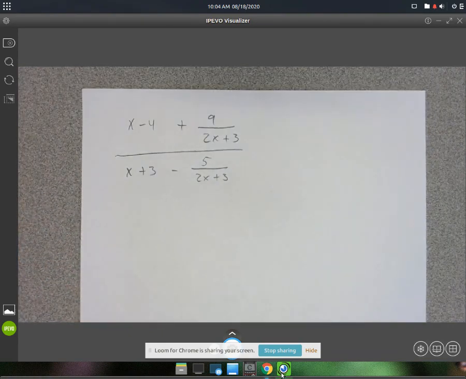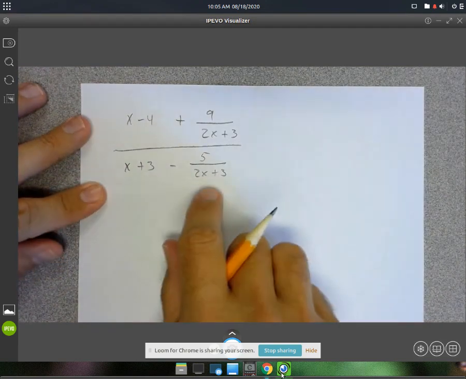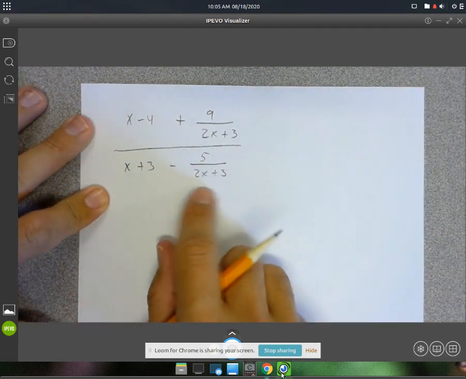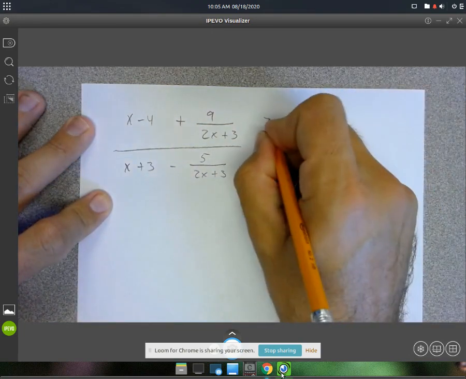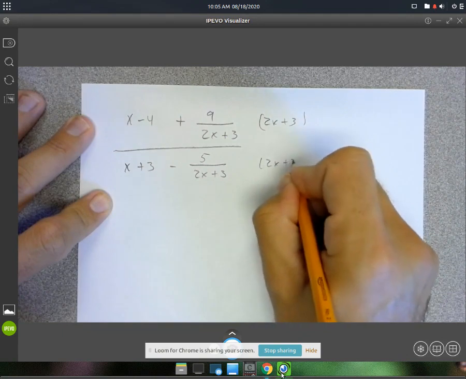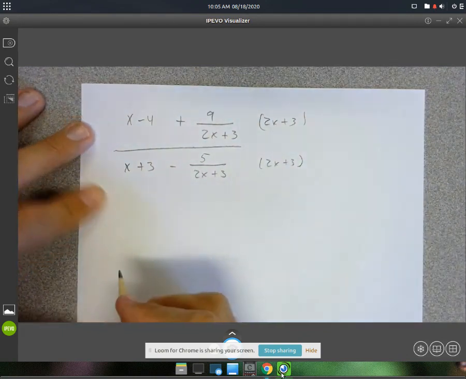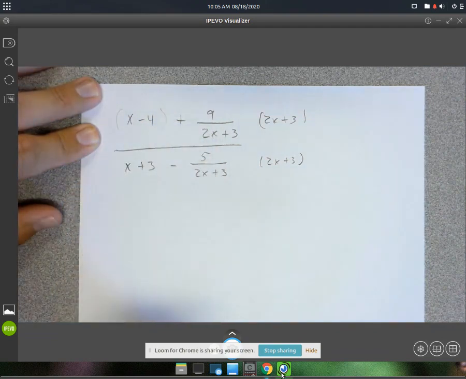All right, this one next. Just go with the LCM method. Actually, the only multiple here is a 2x plus 3. So we'll be multiplying top and bottom by 2x plus 3. Okay, so we'll have 2x plus 3 times all of this.